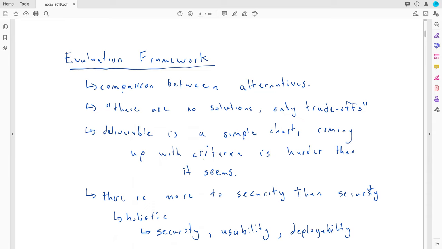An evaluation framework looks really simple when you're done. Sometimes in your assignments, I'll make you do one. I haven't decided this year if I'll make you do one, but it looks really simple. But I promise you it's actually really hard to get it into a nice clean solution. But anyways, what it looks like at the end is basically a simple chart, okay? A chart will have a bunch of rows, and the rows will be the different alternatives that you're comparing. And then you'll have a bunch of columns, and the columns will say it's secure in this aspect, it's secure in this aspect, it's secure in this aspect.